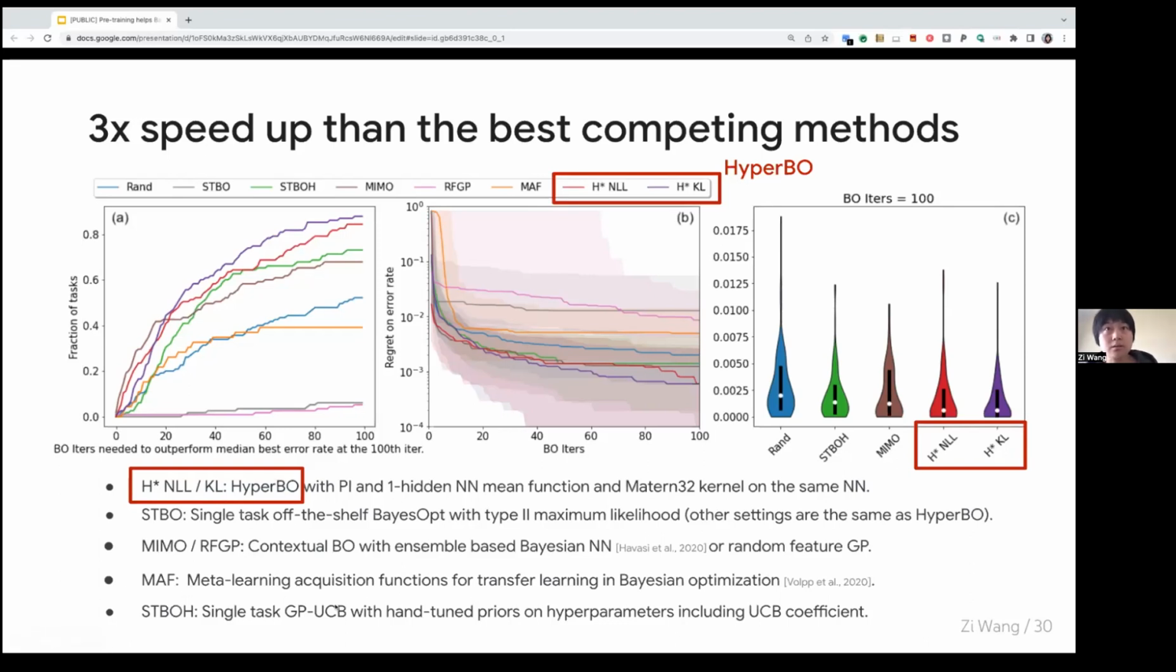And then we compare to the single task off-the-shelf BayesOpt, MIMO, RFGP, which are contextual Bayesian optimization with some common neural network style of Gaussian process. And then there's the meta learning acquisition functions approach from 2020, and the single task Bayesian optimization with hand-tuned priors on both parameters and UCB coefficients. People have tuned this one very carefully by hand, and you can see that it performs quite well. This is the performance profile, and the y-axis is the number of tasks where it outperforms the median best error rate at the 100th iteration, and the x-axis is the Bayesian optimization iterations. So the higher, the better. The KL method is better than the NLL, better than the STBOH, and better than the rest of the approaches that don't use any good priors.